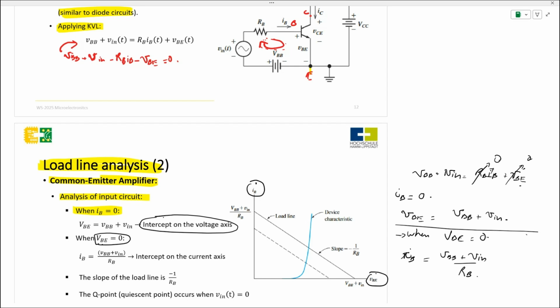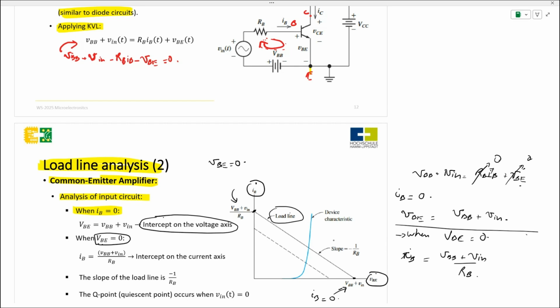So this point is when IB equals 0, but this value is when our VBE equals 0. Sorry, we have our line here, our load line. So this is our load line, and this is our device characteristics.